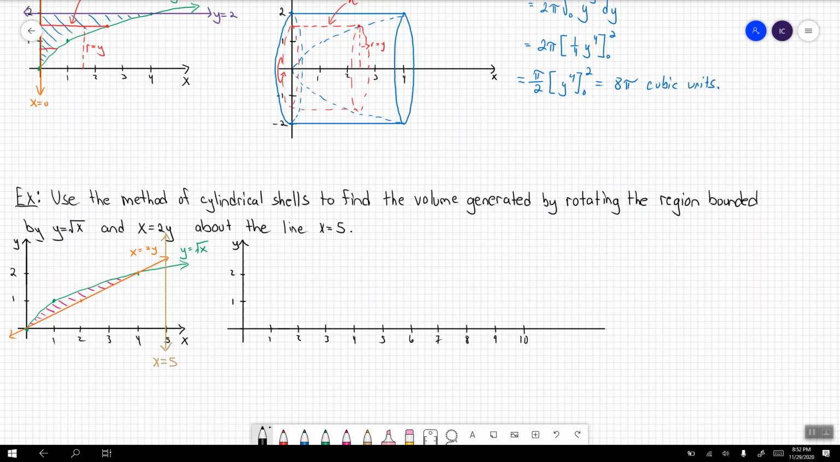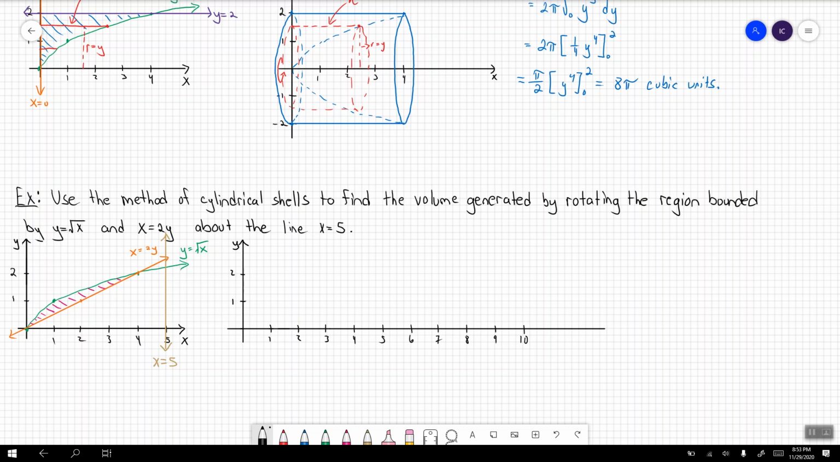volume generated by rotating the region bounded by y is equal to the square root of x and x is equal to 2y about the line x is equal to 5. So on the left side here below this question, I went ahead and sketched this area. I sketched y is equal to the square root of x, that was my green function, and I sketched x is equal to 2y, which is the orange function. They intersect at 0, 0 and at 4, 2.